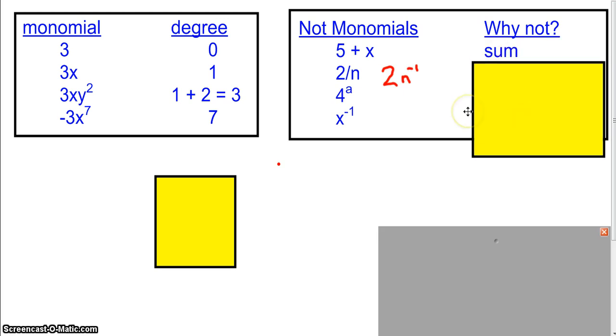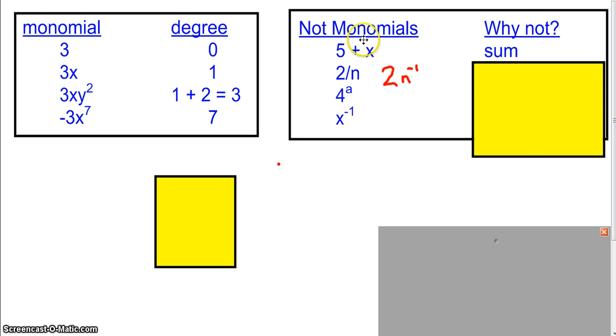So it's a sum of 2 terms. Can you combine 5 plus x right now? You don't know what x is, right? This is 2 over n, right? 2 over n, which would equal the equivalent of 2 times n to the negative 1.